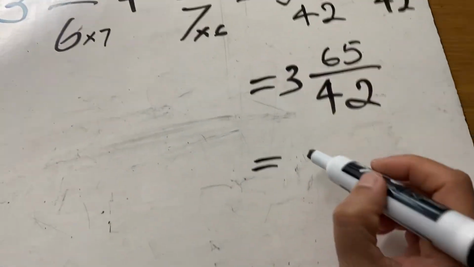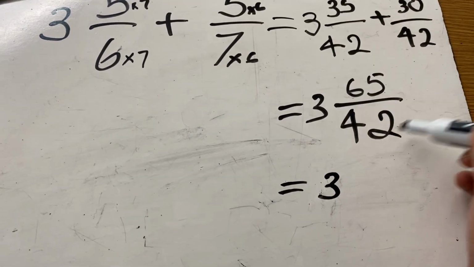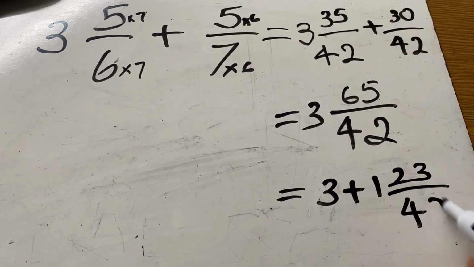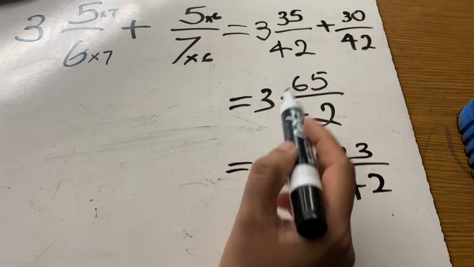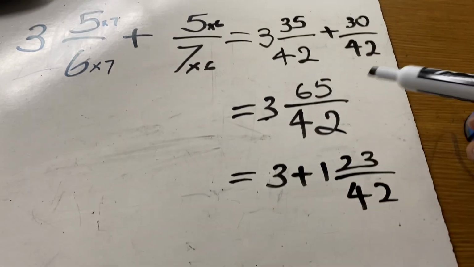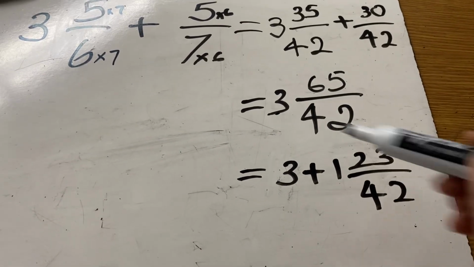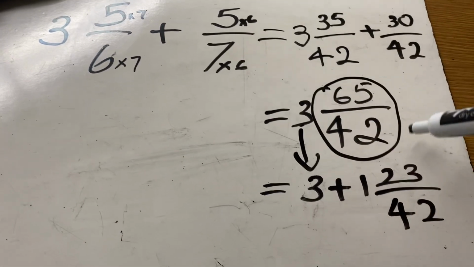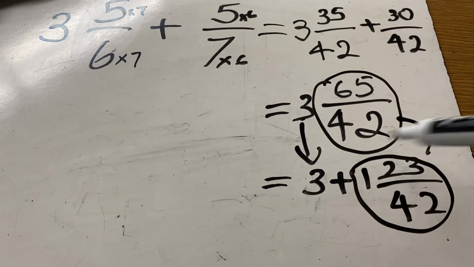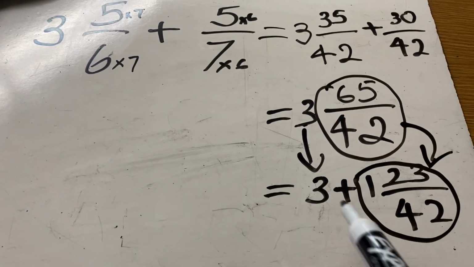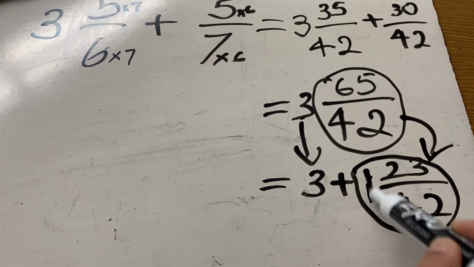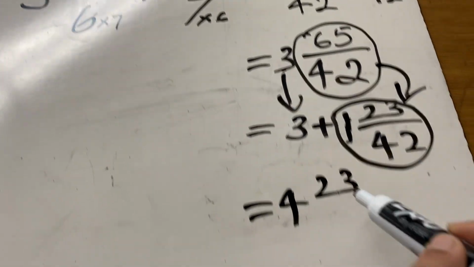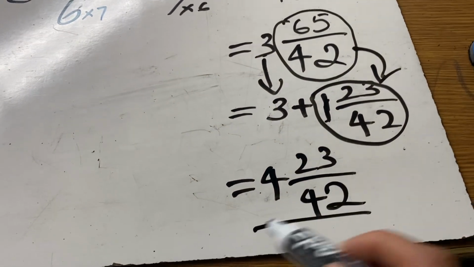That means I have to add that 1 and 23 over 42 with this 3. This whole number 3 is this 3. This here is here, okay? This is this, and this thing is this thing. So what is 3 plus 1 and 23 over 42? It is 4 and 23 over 42. That's your final answer.